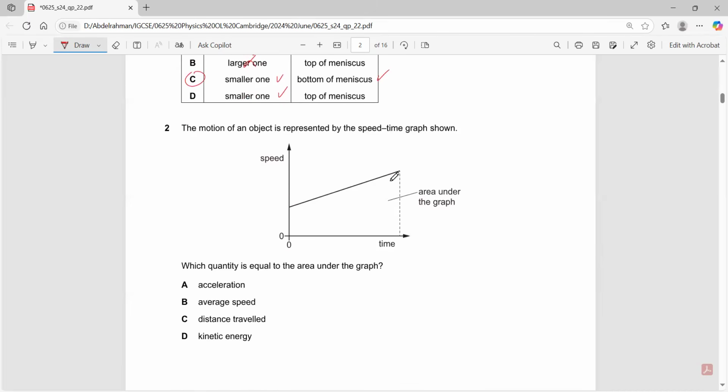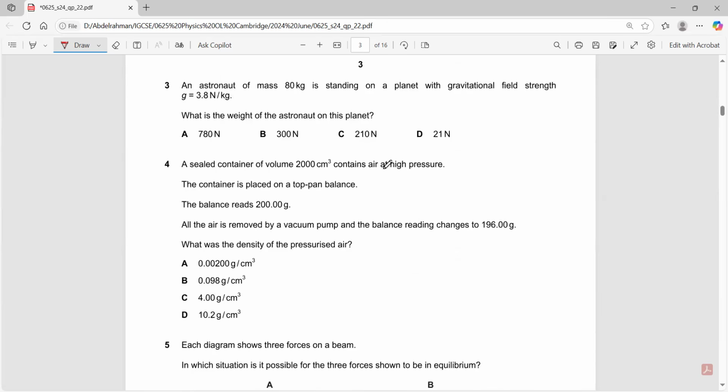The motion of an object is represented. Which quantity is equal to the area under the graph? The area is the distance traveled. An astronaut of mass 80 kilograms is standing on a planet with a gravitational field strength of 3.8. What is the weight? Weight equals mg, so 80 times 3.8, which would give you roughly 300 newtons.